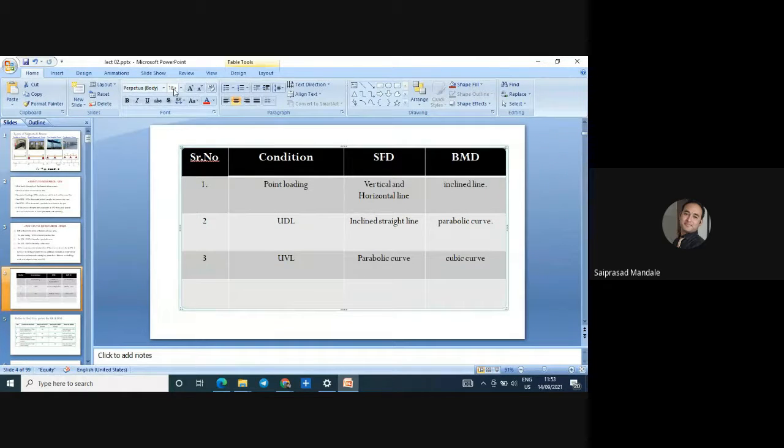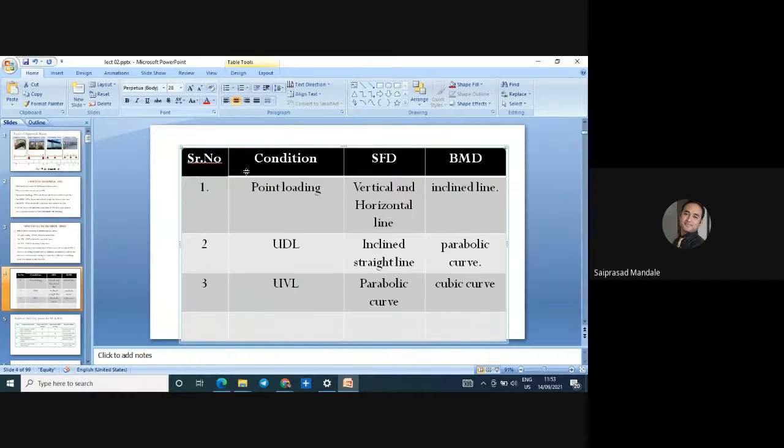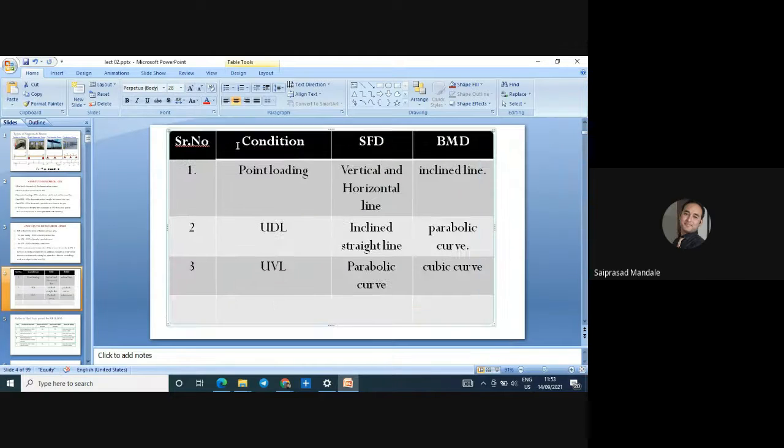Whenever we are talking about shear force and bending moment diagram drawing, we have to focus on these very important points. When the shear force diagram is there, when the bending moment diagram is there, different types of loading are there. What are the methodologies to draw the diagram? When there is a point load, only straight lines are used. That may be horizontal or vertical.